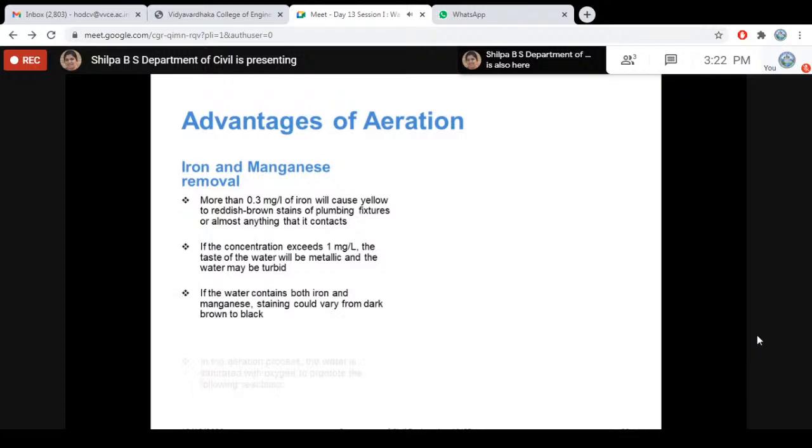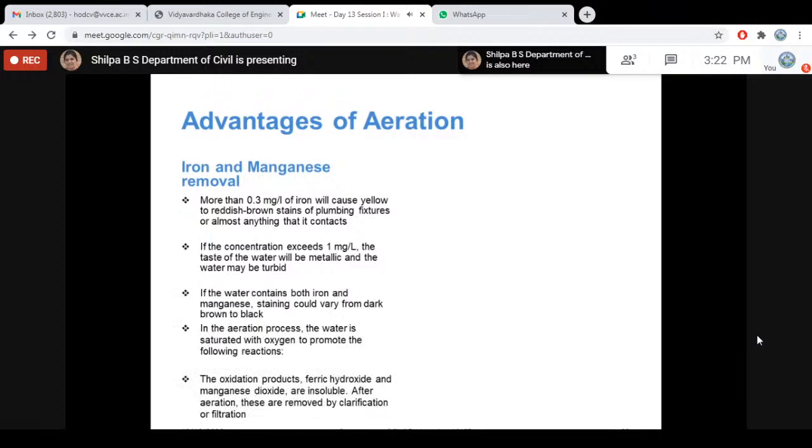So coming to the advantages of aeration, it is mainly used to remove iron and manganese at varied concentrations. So what is the necessity to remove iron and manganese? Because at a concentration of 0.3 milligram per liter, it will cause yellow to reddish brown stains on the plumbing fixtures. And also, if the concentration exceeds 1 milligram per liter, it will impart a metallic taste to the water, and at the same time, the water looks turbid.